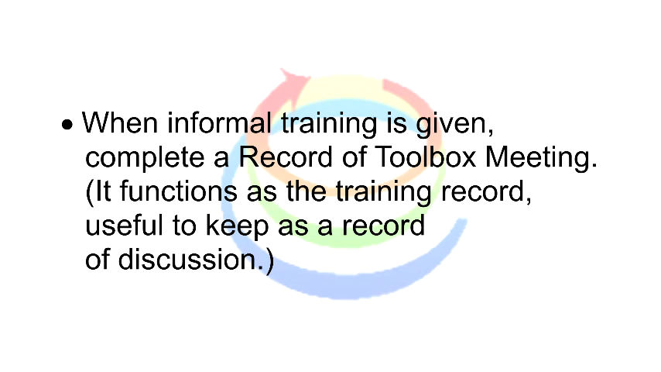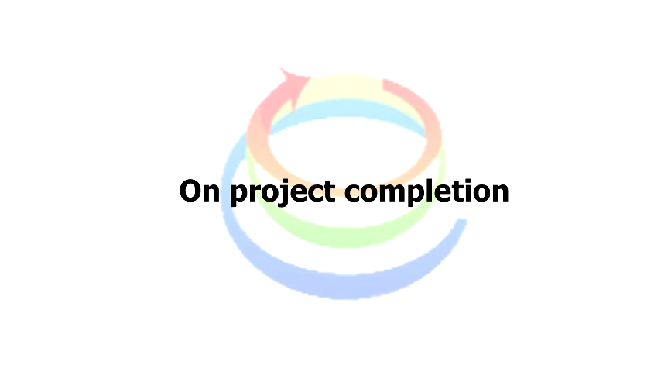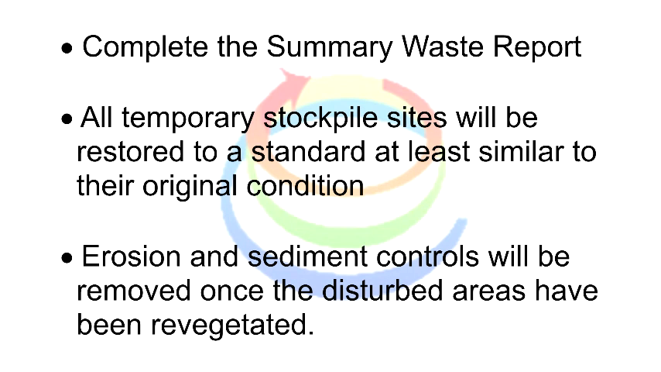When informal training is given, complete a record of toolbox meeting. It functions as a training record, useful to keep as a record of discussion. If you have any environmental complaints or comments from the public, update the communications register. Conduct internal audits as scheduled. On project completion, complete the summary waste report. All temporary stockpile sites will be restored to a standard that is similar to their original condition. Erosion and sediment controls will be removed once the disturbed areas have been vegetated.